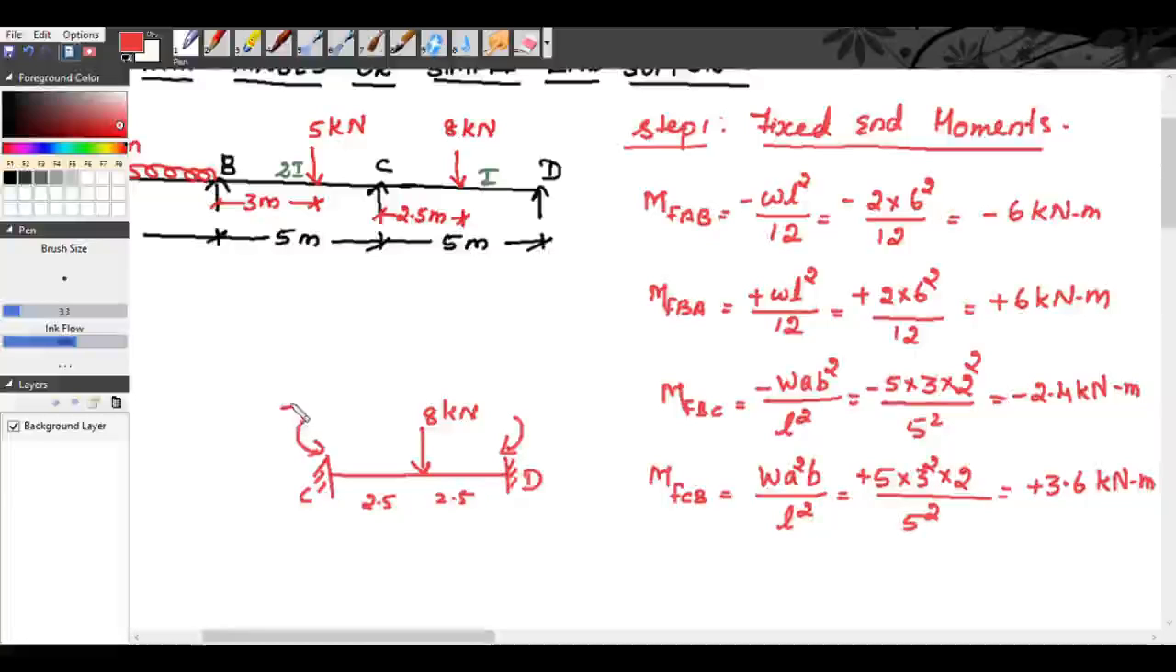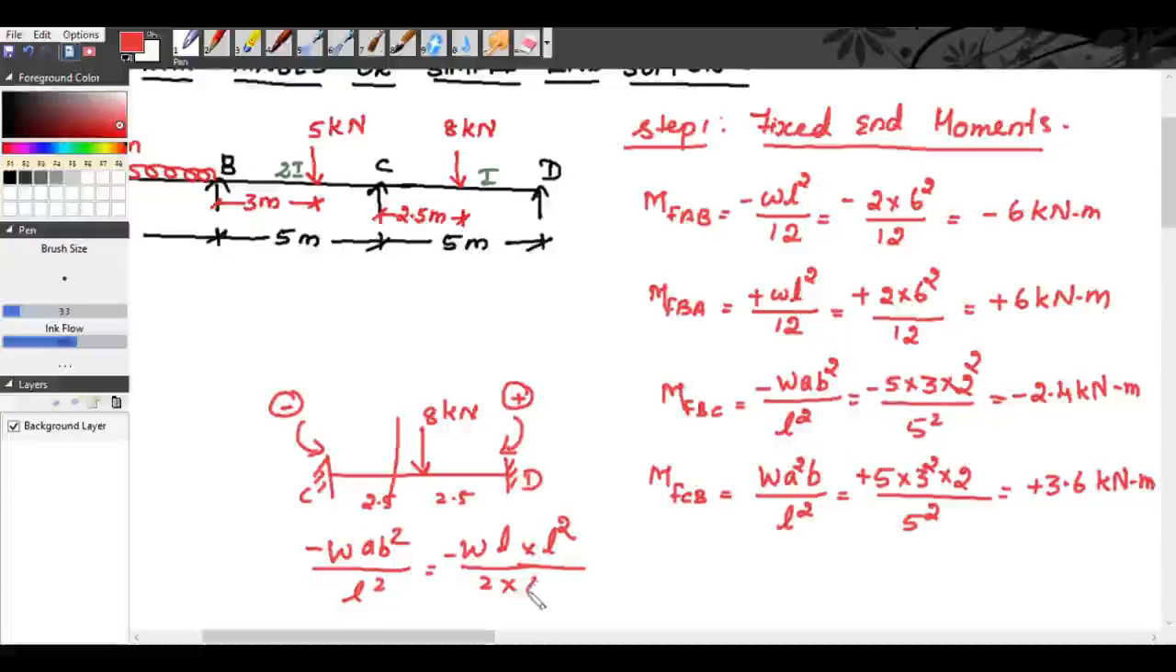Now we will consider the span CD. While considering the anticlockwise spans you will give minus sign, and for clockwise you will give plus sign. Both supports C and D are fixed support. The formula will be minus W A B square by L square. W into A will be L by 2 and B will be L by 2.